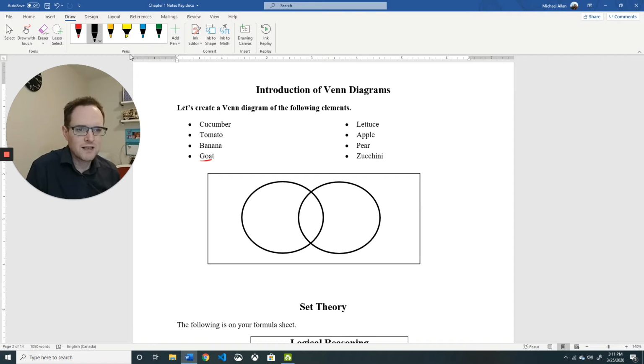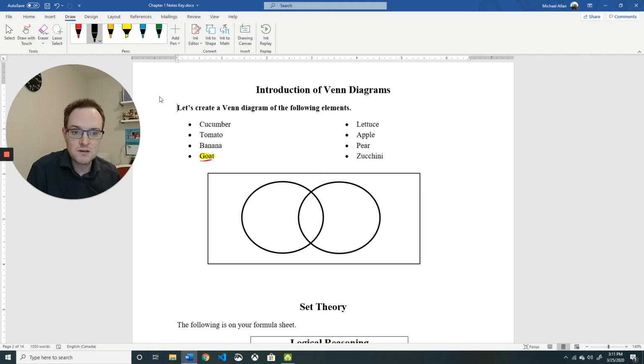So I'm looking through my list here. I'm thinking, what do they have in common? What do they not have in common? Most of them are fruits and most of them are veggies. So that means probably those are the main sets. We have this goat here. We'll talk about this goat at a later time. Where does he belong in these 2 sets, or if he does belong in these 2 sets? So here's a Venn diagram.